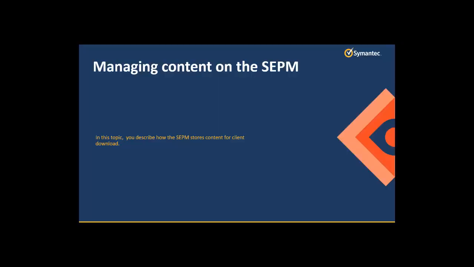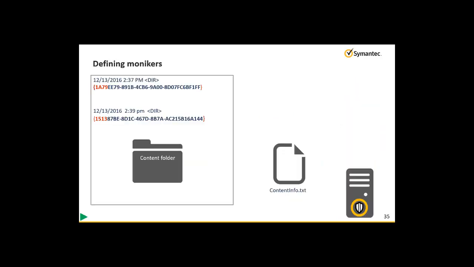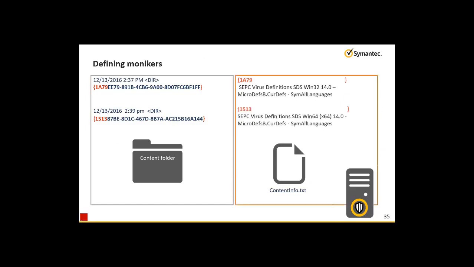In this section, I'll describe how the SEPM stores content for clients to download. Angela from Solucell wants to know how she can quickly see the contents installed on the SEPM. In the SEPM inet pub folder, choose the contentinfo.txt file. Definitions are stored in the inet pub content folder. You can define the name of each folder in the contentinfo.txt file.